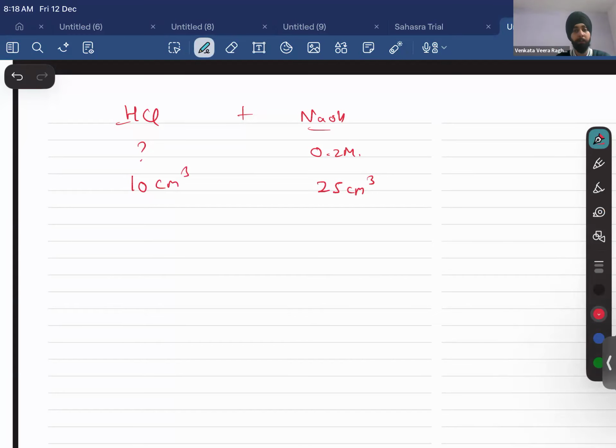I hope this is clear. So find the concentration or the molarity of HCl. That will be your question finally. Is it okay for you? Can you do it for me? Just very fast.